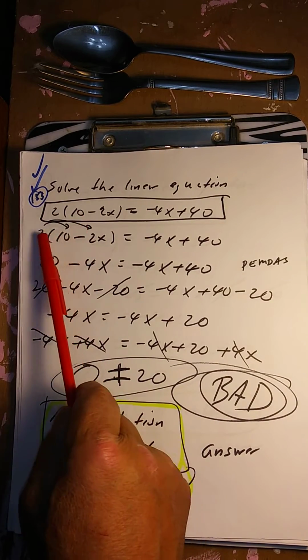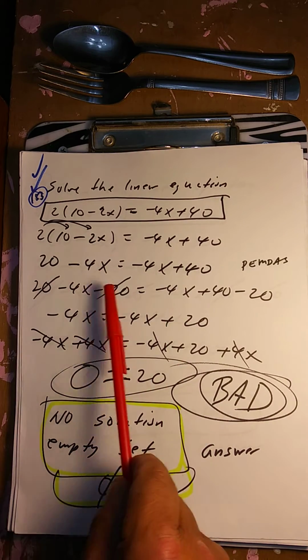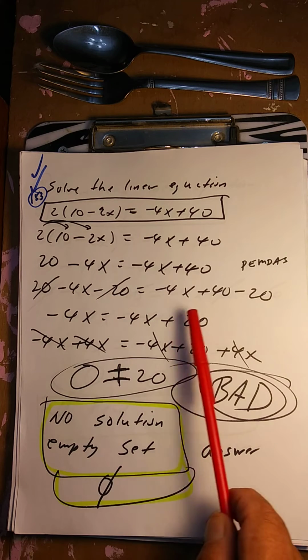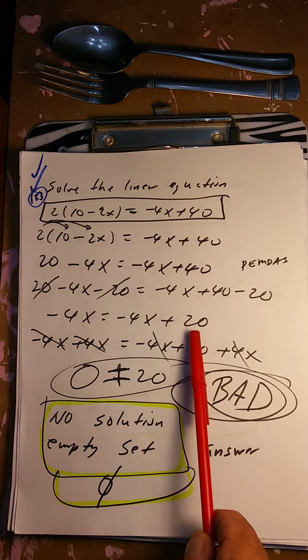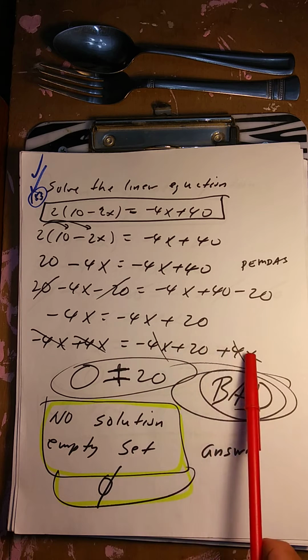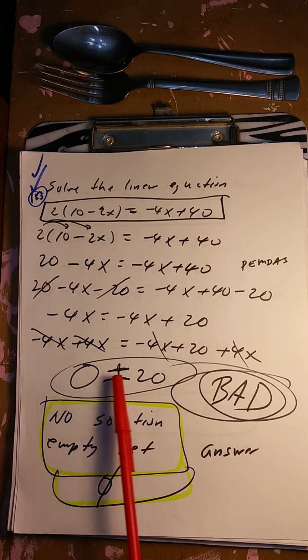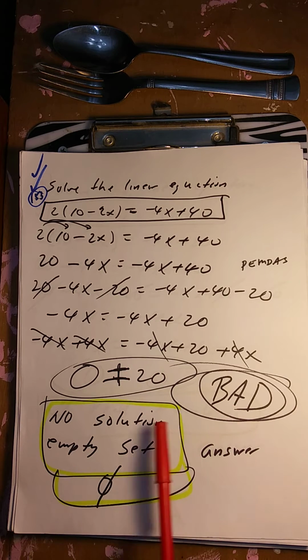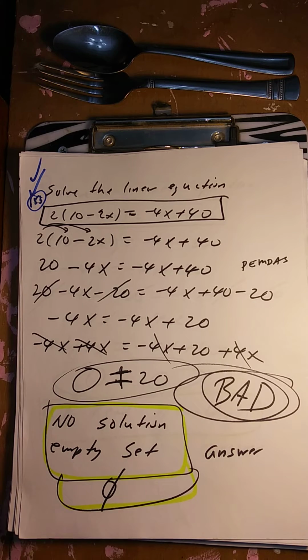Multiply it out. That's going to be 20. Negative 4x equals this. Minus 20, both sides. These are gone. And we have this. Negative 4x equals negative 4x plus 20. But when we add 4x, guess what happens? We have negative 4x plus 4x is 0. Oh, it's not equal to 20. Bad. No solution. Empty set again. Contradiction. Nothing works.